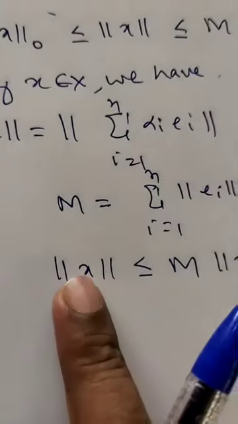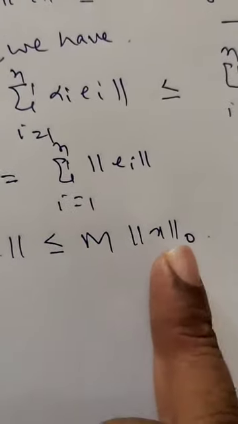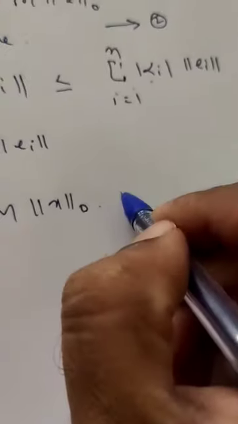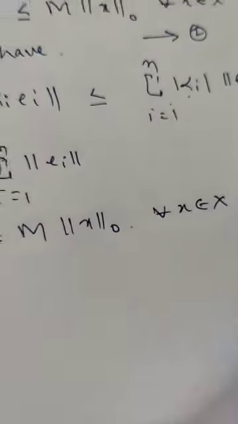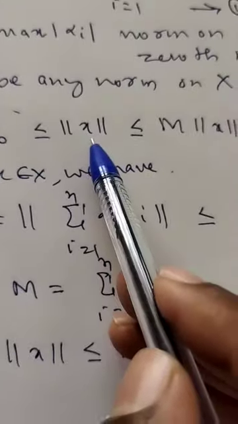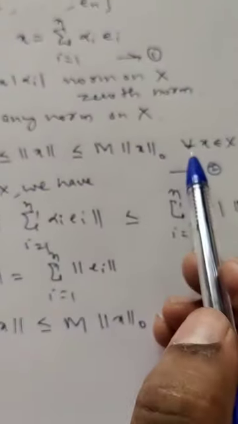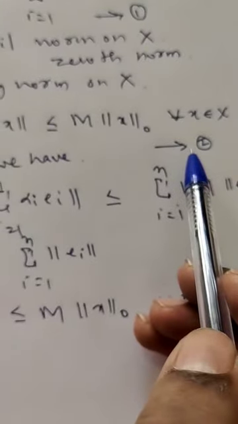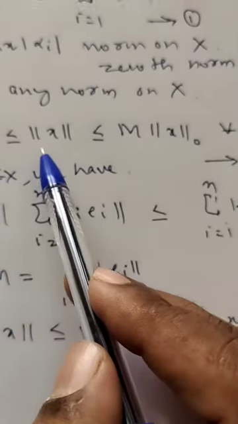Norm of x naught. Therefore, norm of x is less than or equal to m times norm of x naught for every x belongs to X. So we have proved the right side of this, the requirement, which is 2. We have proved the right side of this term.